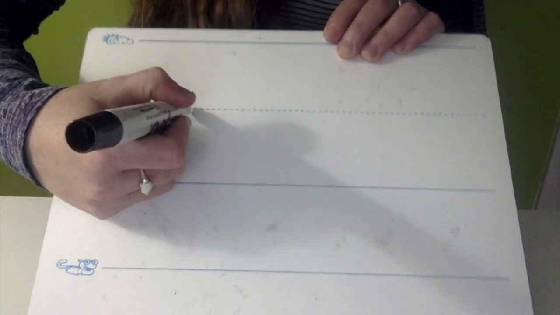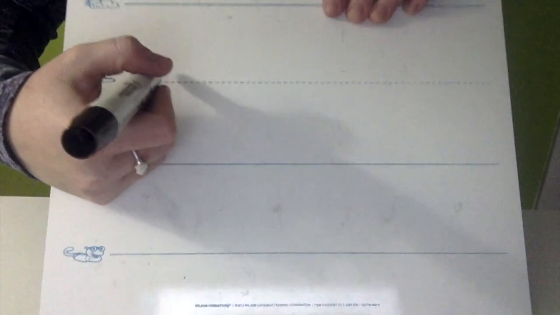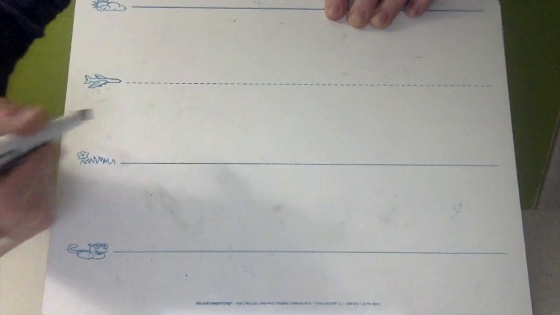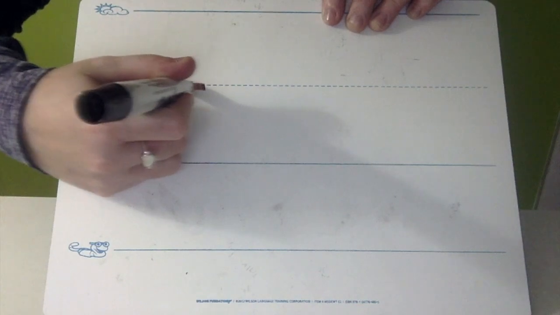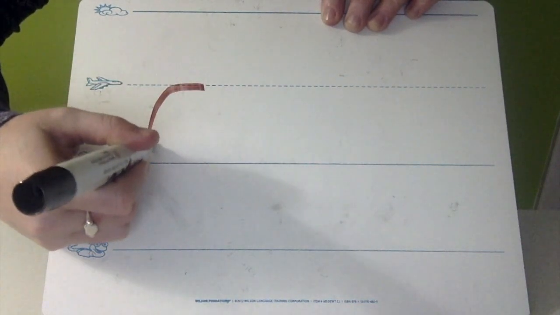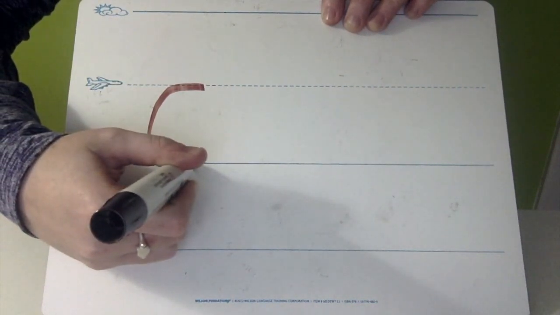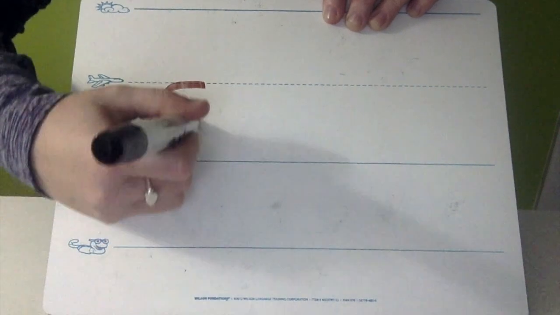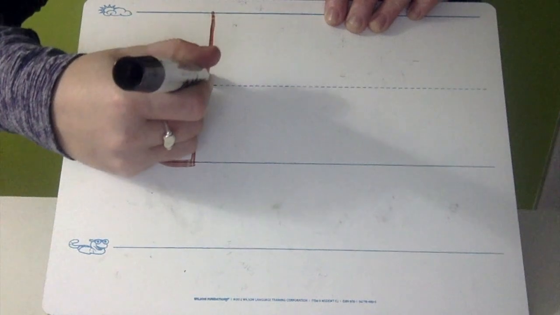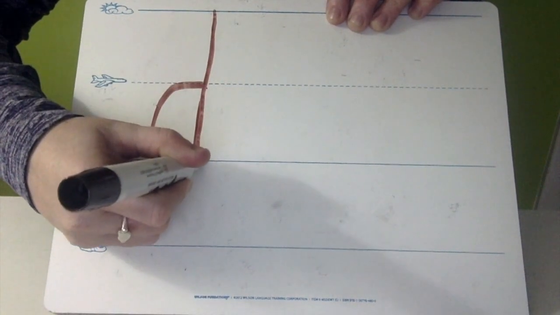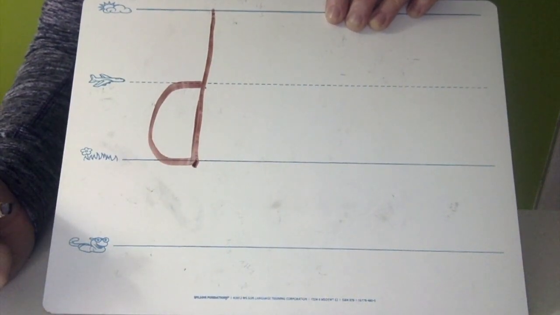D is a plain line, round letter. It starts on the plain line, just like C. Point to the plain line. Fly back, go down and around to the grass line. All the way up to the skyline. Trace back down to the grass line. D, dog, D.